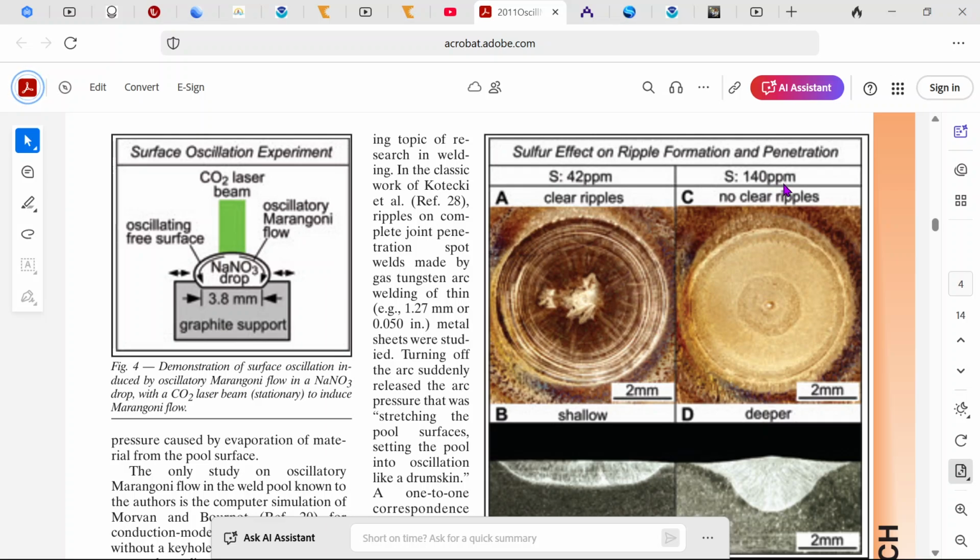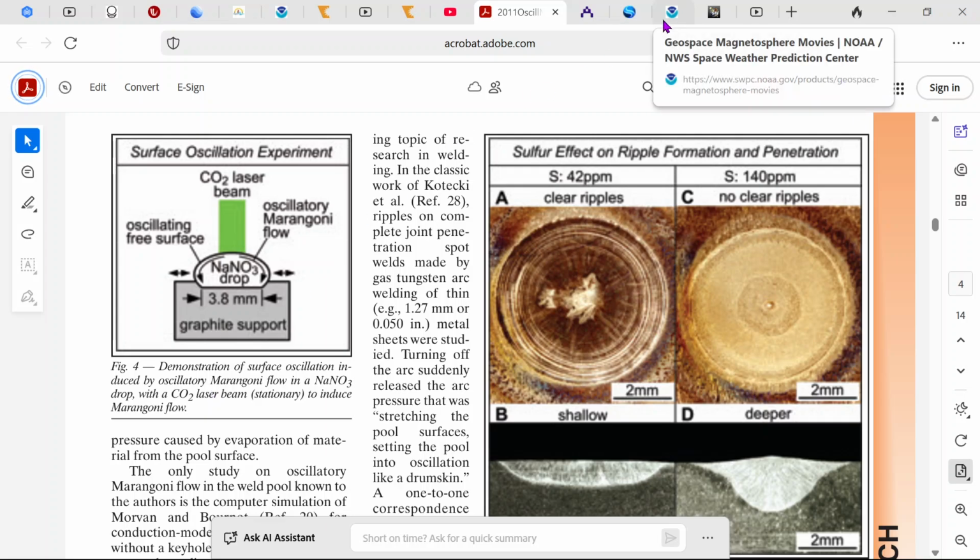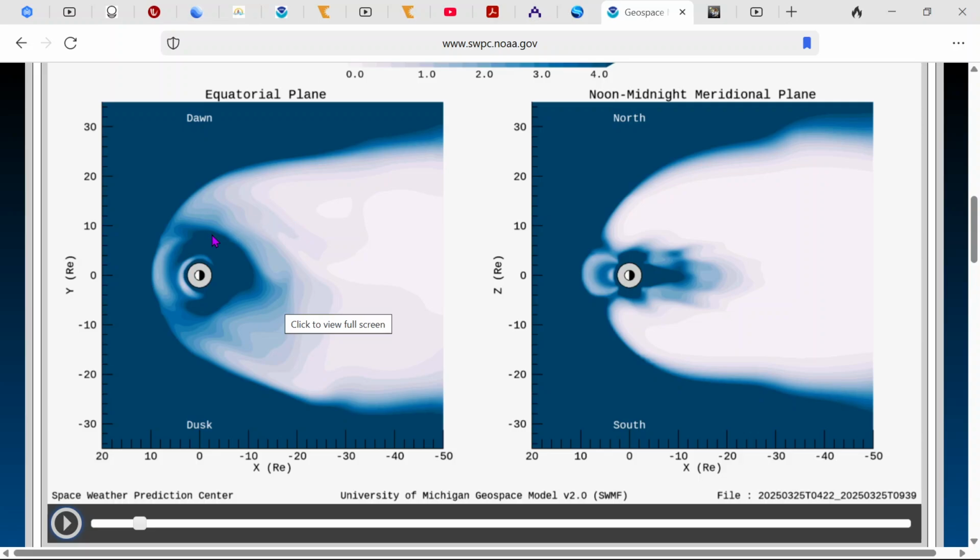140 parts per million, we get a deeper crater. And if you are able to imagine that this CO2 laser would be, let's say, the coronal hole stream that pushes the atmosphere of Venus. If this would be Venus, if there is a much higher stream coming from the sun, this will get pushed much further behind Venus.